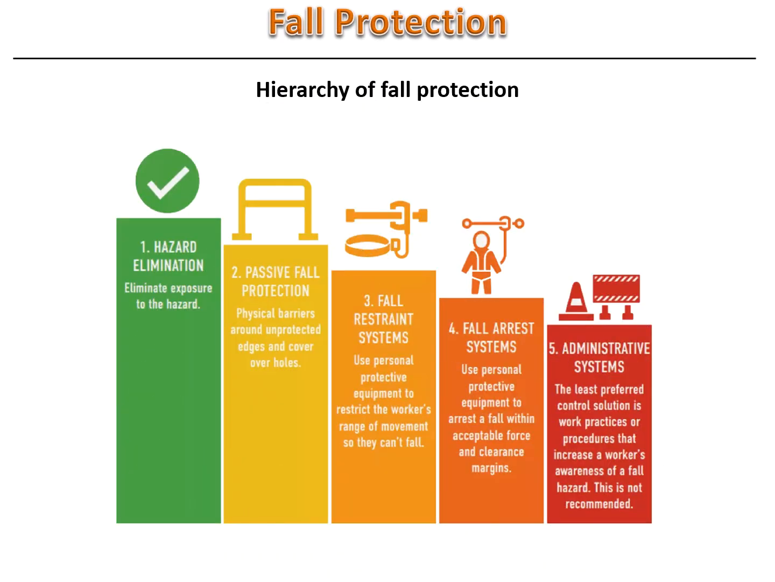Hierarchy of fall protection. 1. Hazard elimination. Eliminate exposure to the hazard. 2. Passive fall protection, physical barriers around unprotected edges and covers over holes. 3. Fall restraint systems, use personal protective equipment to restrict the worker's range of movement so they can't fall. 4. Fall arrest systems, use personal protective equipment to arrest a fall within acceptable force and clearance margins.